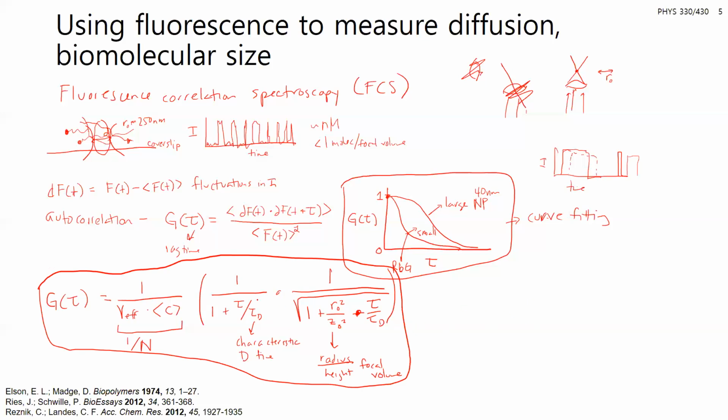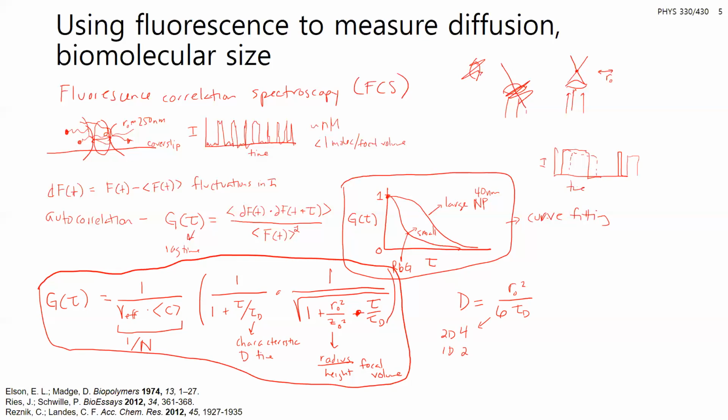And this characteristic diffusion time you can then relate to the diffusion coefficient. So the diffusion coefficient would be r naught squared, so again, this is the radius of your focal volume, divided by, here what I've shown is 3-dimensional diffusion, so this would be 6 times tau d. But if you were looking at 2D diffusion, it would be 4. If you were looking at 1D diffusion, it would be 2. That's the degrees of freedom.